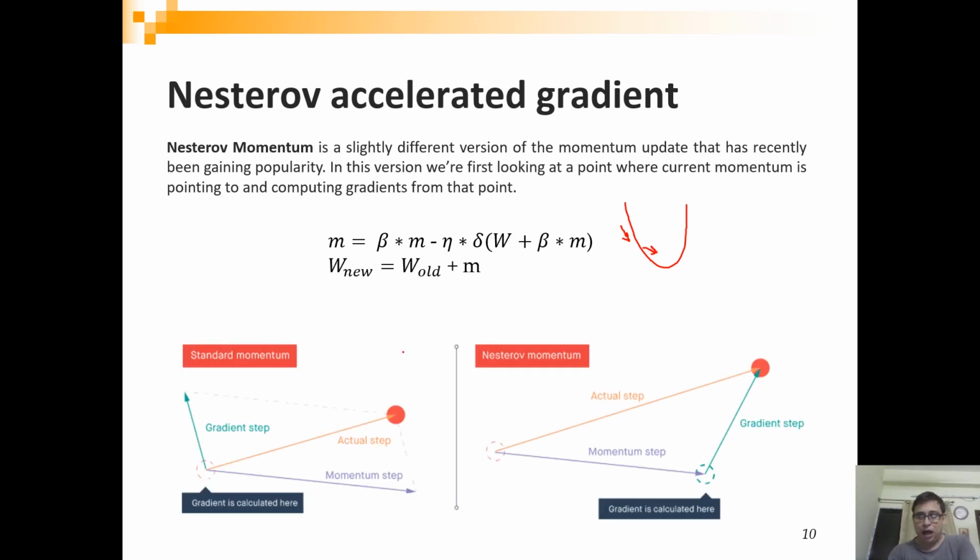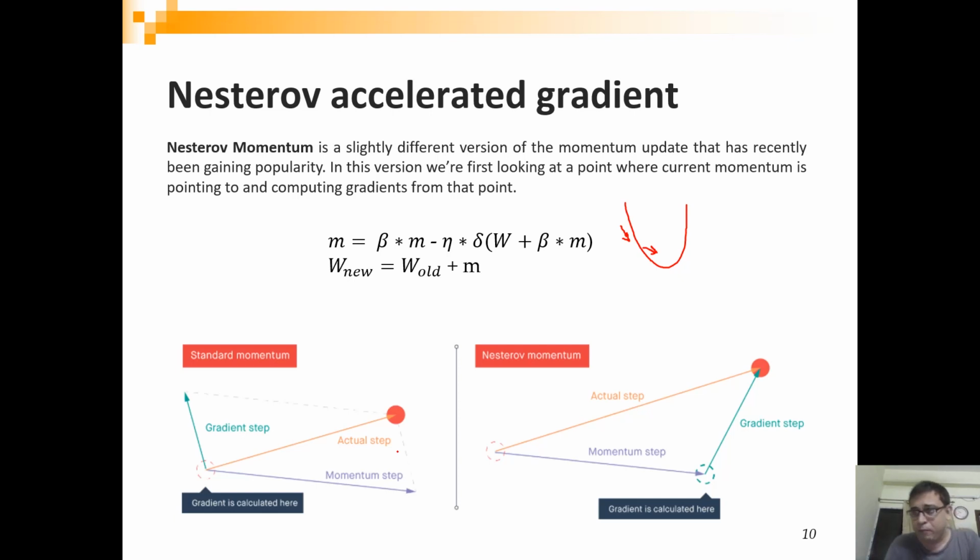Let's understand this with the diagram. In standard momentum, these are vectors, right? So this was your gradient step, this is your momentum step, and your actual step, because of this vector composition, is something like this. In normal gradient descent, you would have just gone like this. Applying momentum, you have taken an actual step like this.